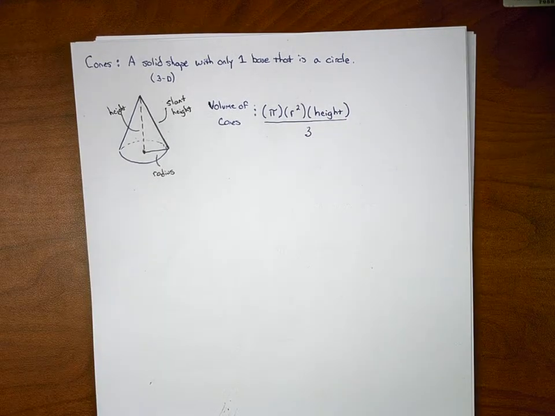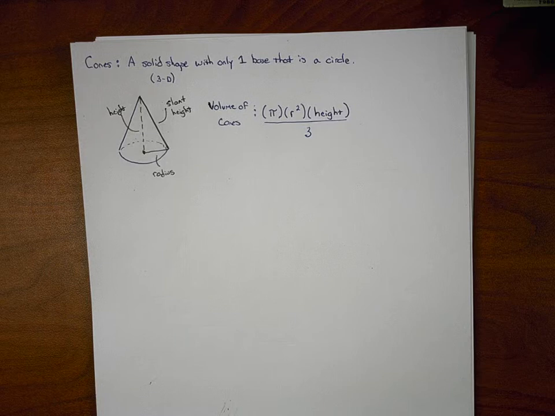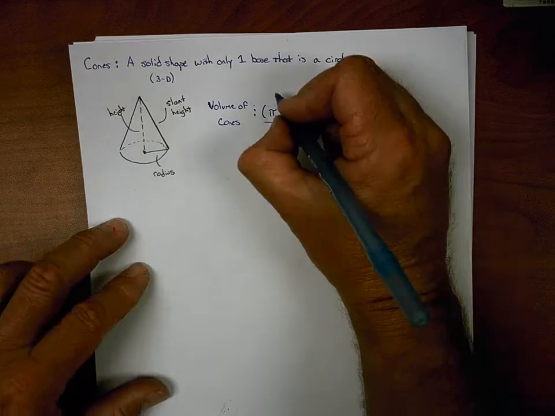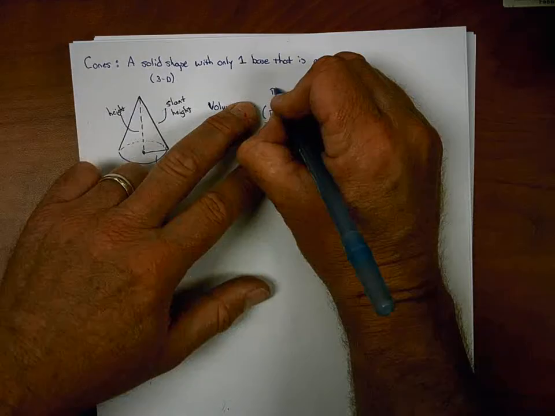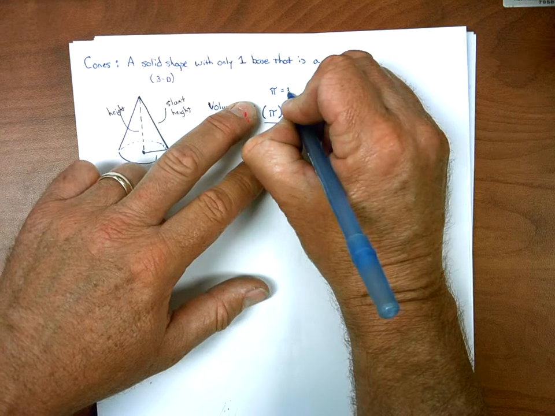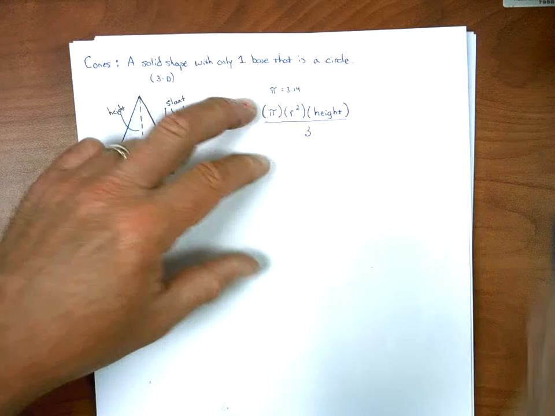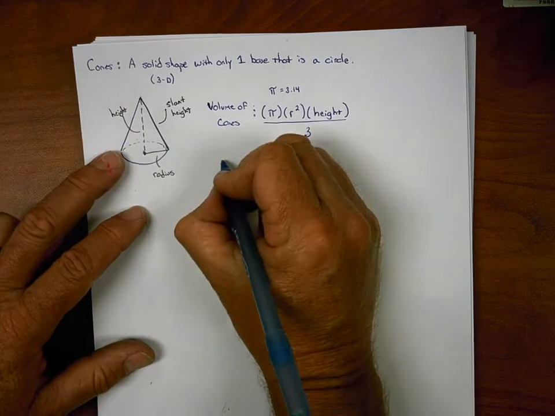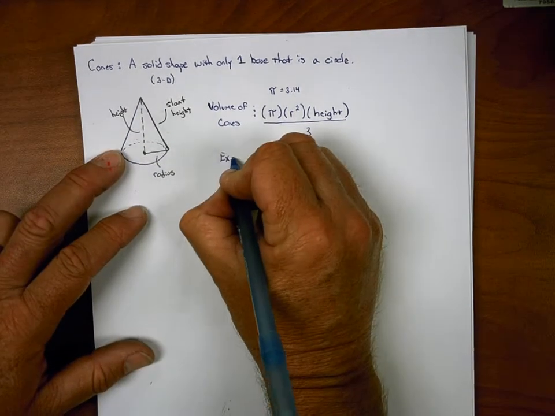Some mathematicians would say pi times r squared times height divided by 3. But that's the formula, and remember, for pi, even though this is not completely accurate, we're going to substitute the number 3.14 in for the symbol pi. All right, so let's do 2 examples of this, and then you guys will go ahead and get started.